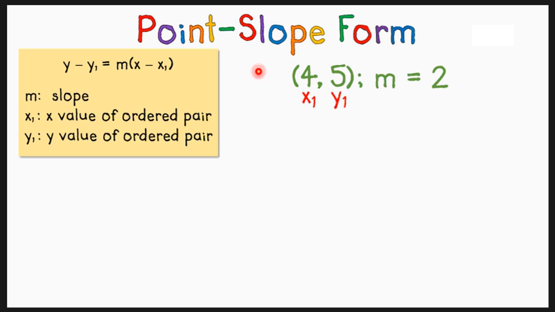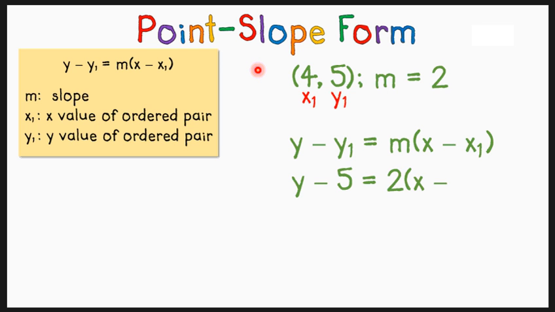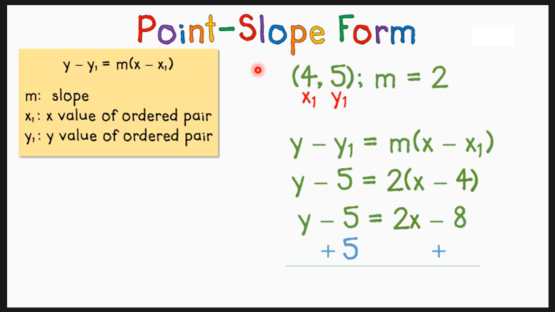Given the ordered pair 4, 5 with a slope of 2, when we plug those values into the equation, we have y minus 5 equals 2, and in parentheses x minus 4. Distribute the 2, and so we are left with y minus 5 equals 2x minus 8. Add 5 to both sides, and y equals 2x minus 3.